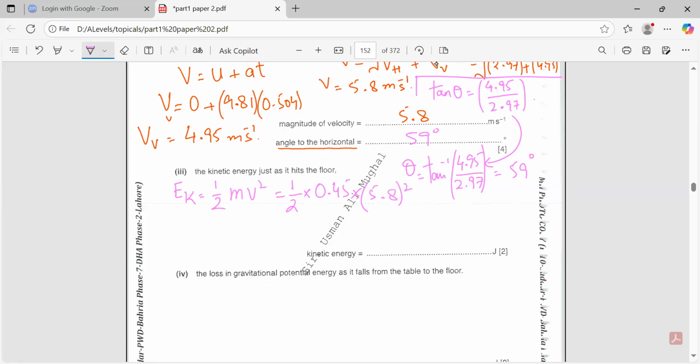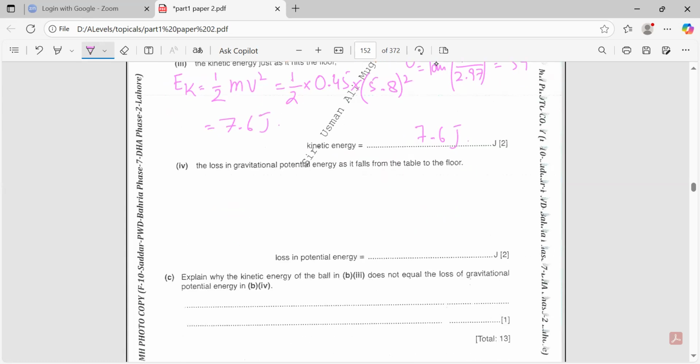So always remember, while finding out the total kinetic energy, we will be using the total velocity. When we solve this, 1 by 2 into 0.45 into 5.8 square, will appear as 7.6 joules. So our total will be 7.6 joules for this specific case. And next, you have to find out the potential energy. Gravitational potential energy's formula is mgh. The mass given to us is 0.45, the value of g is 9.81, and the height given to us is 1.25.